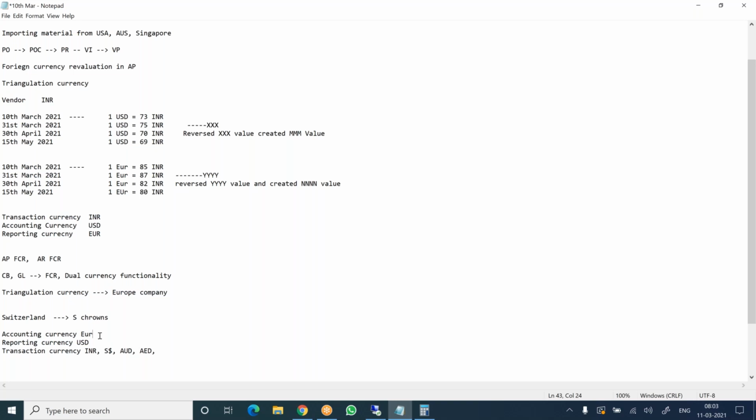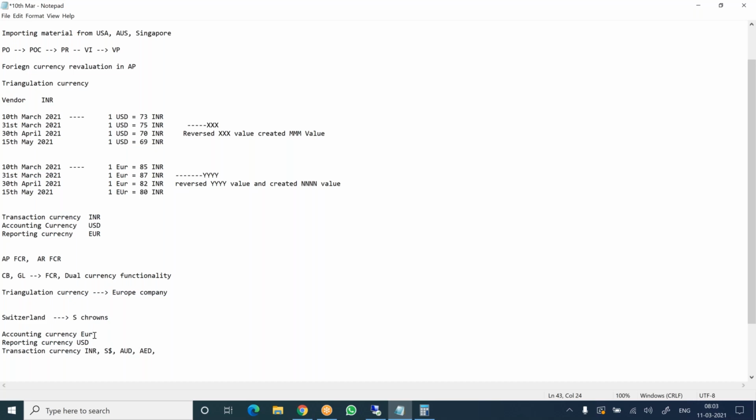If it is Spain, they may have a different currency. If it is UK, they have GBP. If they have Netherlands, they may have another currency. Denmark, they will have some other currency. So each and every country has their own currency, but for them, they will not use these currencies. They will use euros as a transaction currency. Then they want reports in this one.